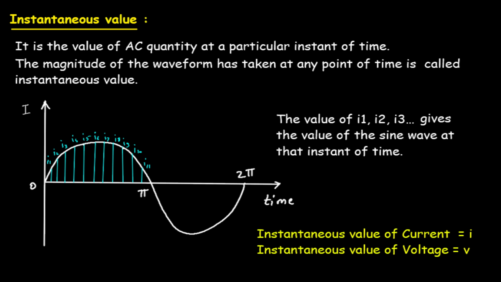We see it on a graph as the height of the waveform at any point, and we represent it with a lowercase letter, i for current and v for voltage. Understanding this fundamental concept is the key that unlocks the door to analyzing almost everything else in AC circuits. It's the starting point, the foundation upon which all other calculations are built.